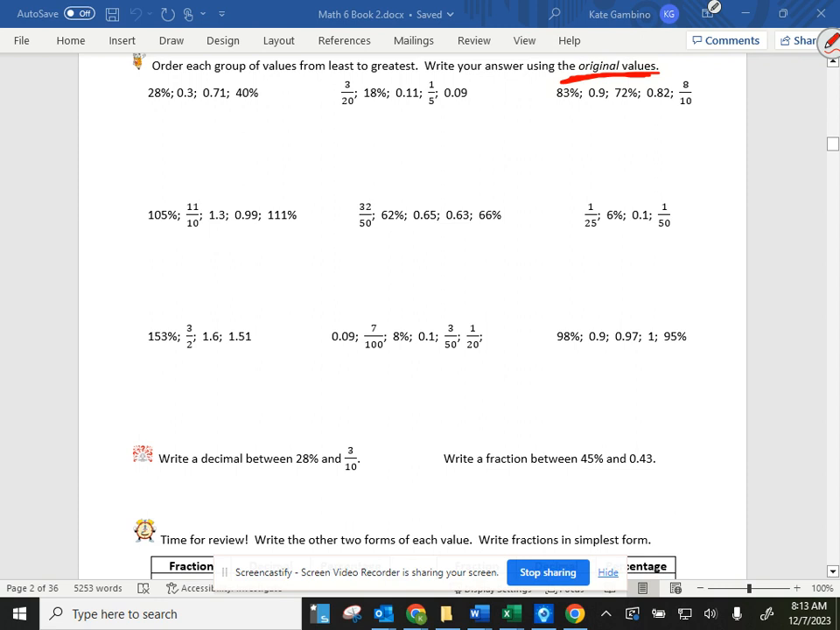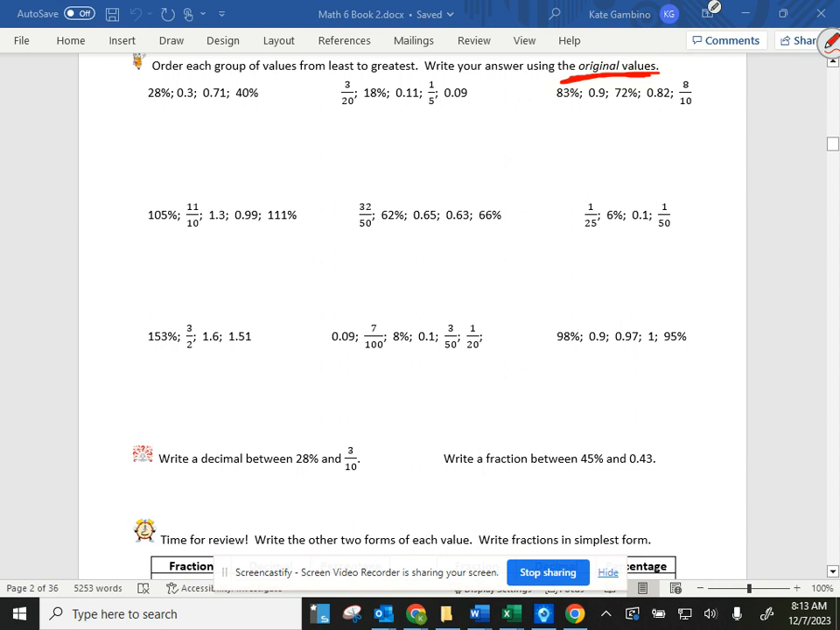We have 28%, 0.3, 0.71, and 40%. Does it matter if I convert them to percentages or I convert them to decimals? Does it matter which way we do it? No. You decide which one is easier to work with. Would it be easier to put them as all decimals or easier to put them as all percentages? Either way, you're going to get the same answer. So if we look at 28%, 0.3, 0.71, and 40%, which way should we convert it? What way would you like, Melanie?